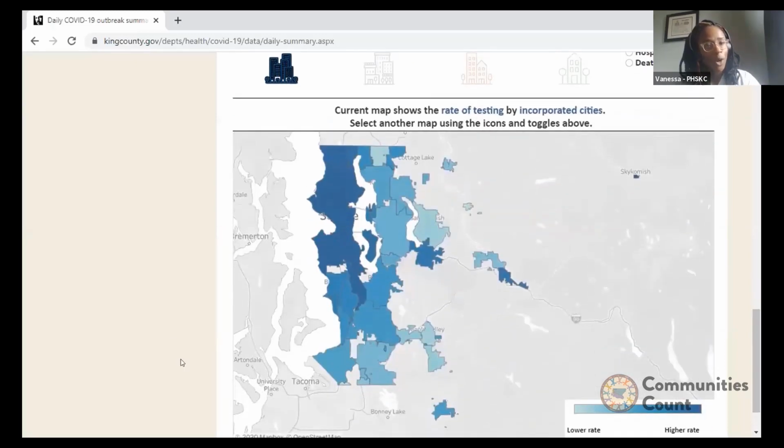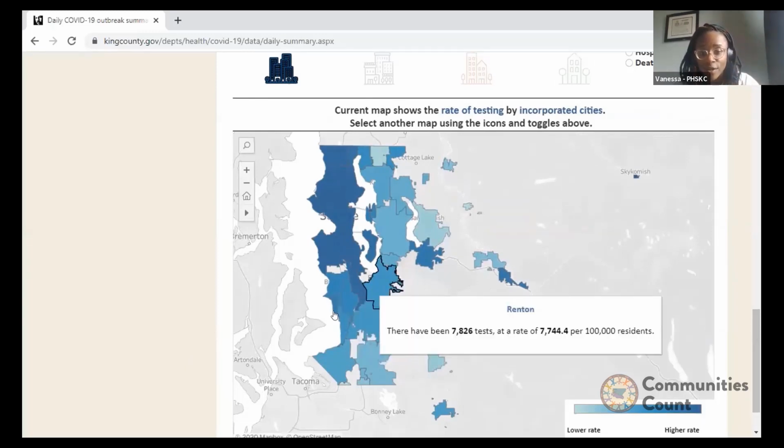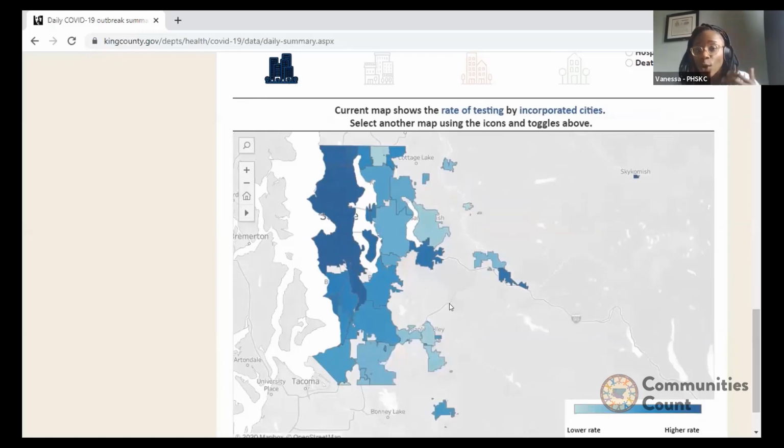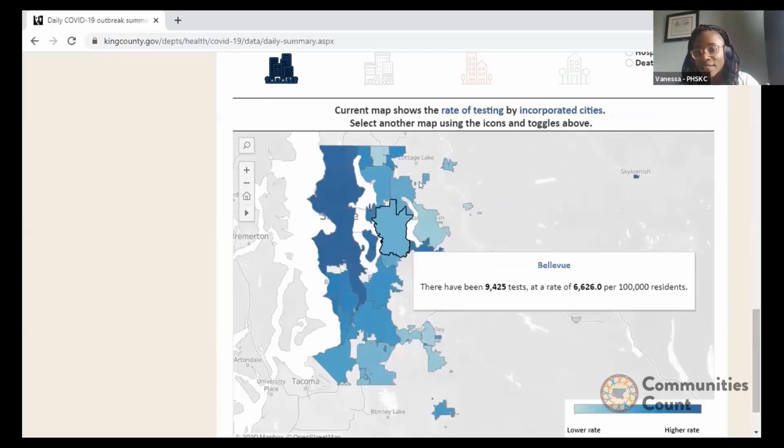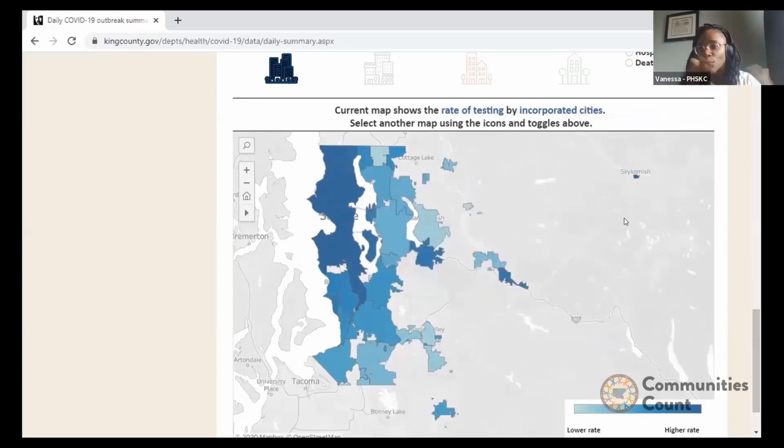And this kind of points to the disparities, right? So if we remember the first graph and looking at the positivities, it's darker in the lower regions. But when we look at who's actually being tested, that is darker in the northern regions, right? So thinking about what these different data points are telling us and informing us about how we might need to move forward later on.